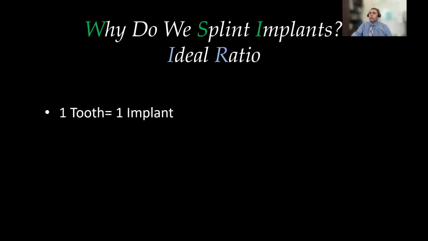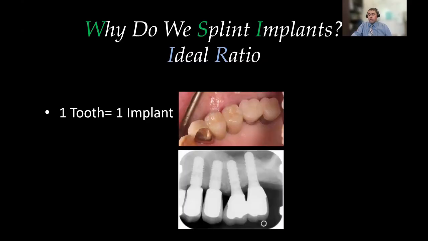Now, so what's the ideal ratio of the number of implants to the number of teeth you are replacing? Ideally, the best is you're replacing one tooth for one implant, similar to what you see here.